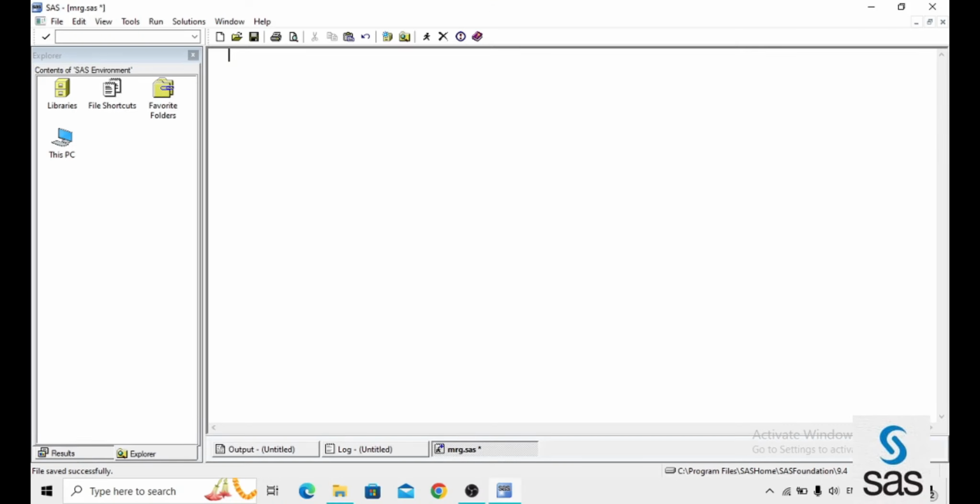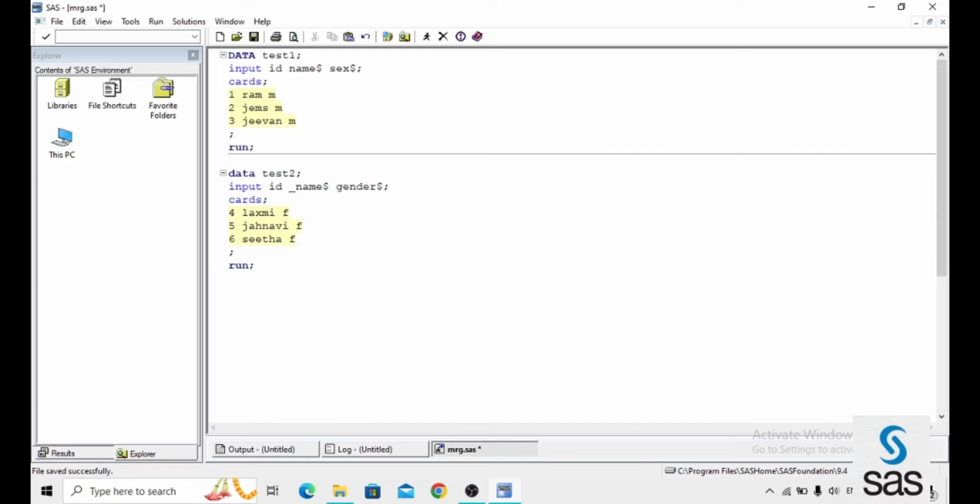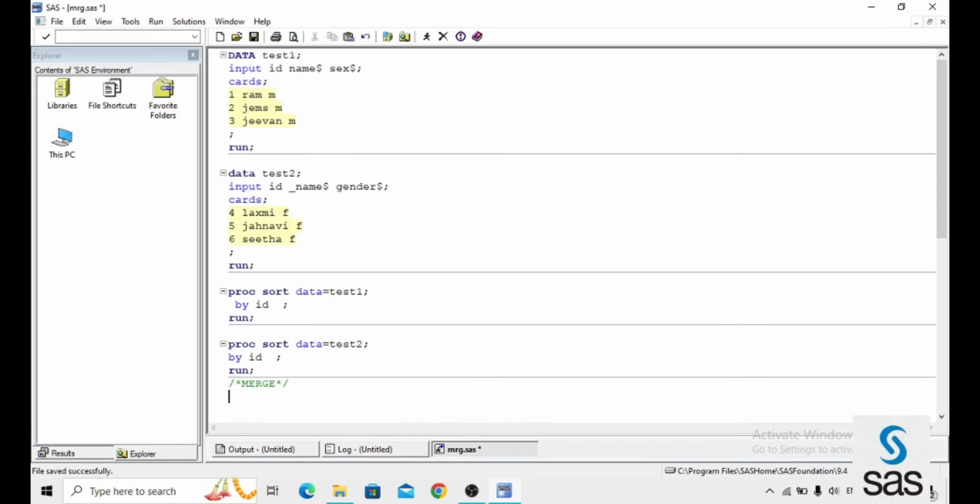The first one is test1 and the second one is test2. Observe here, I am creating a very simple dataset with three observations and three variables: ID, name, sex and ID, name and gender. Now I am doing one simple merging here. Before that we have to sort the two datasets, test1 and test2, and merge.